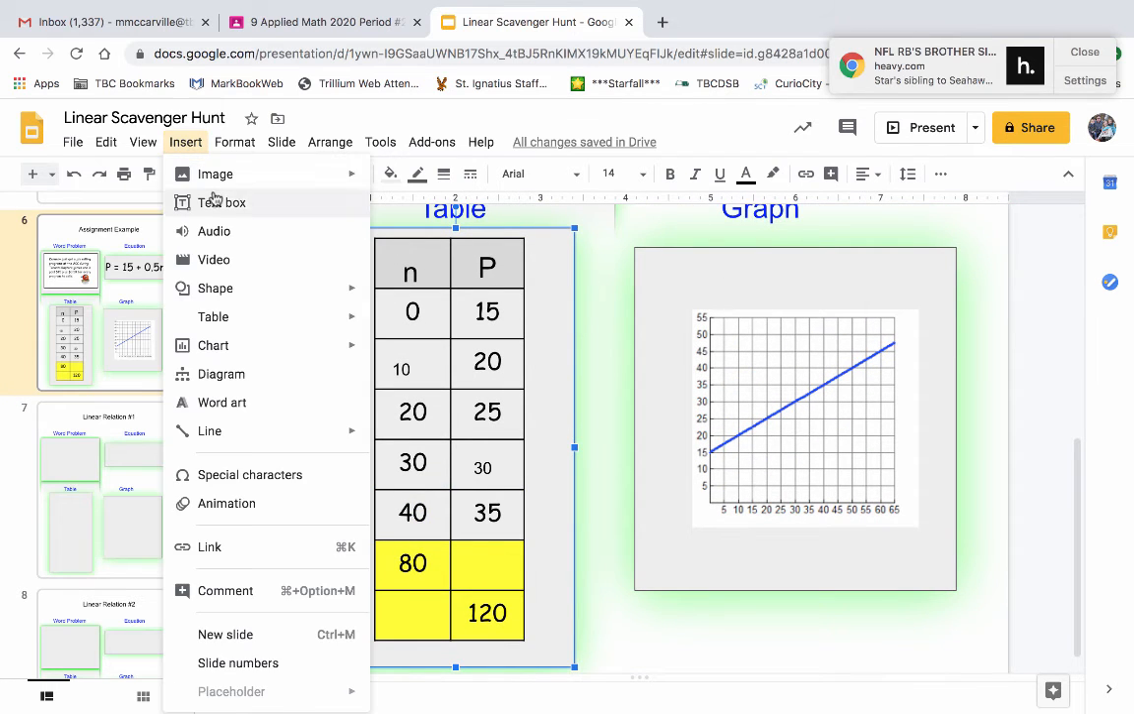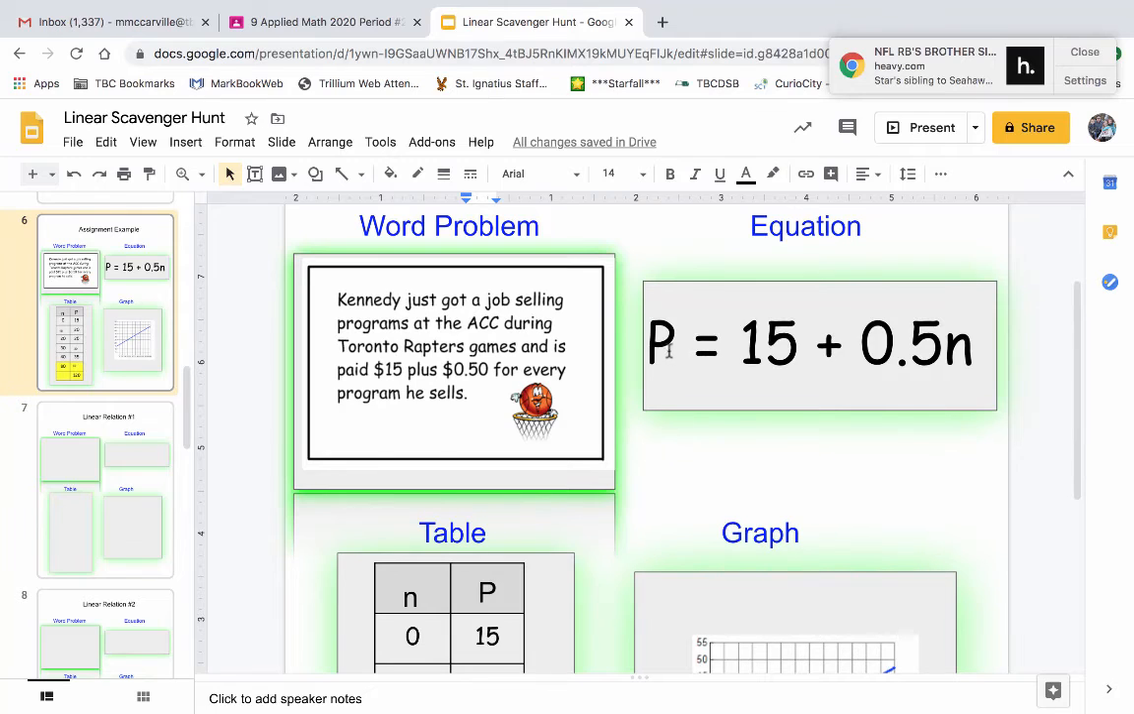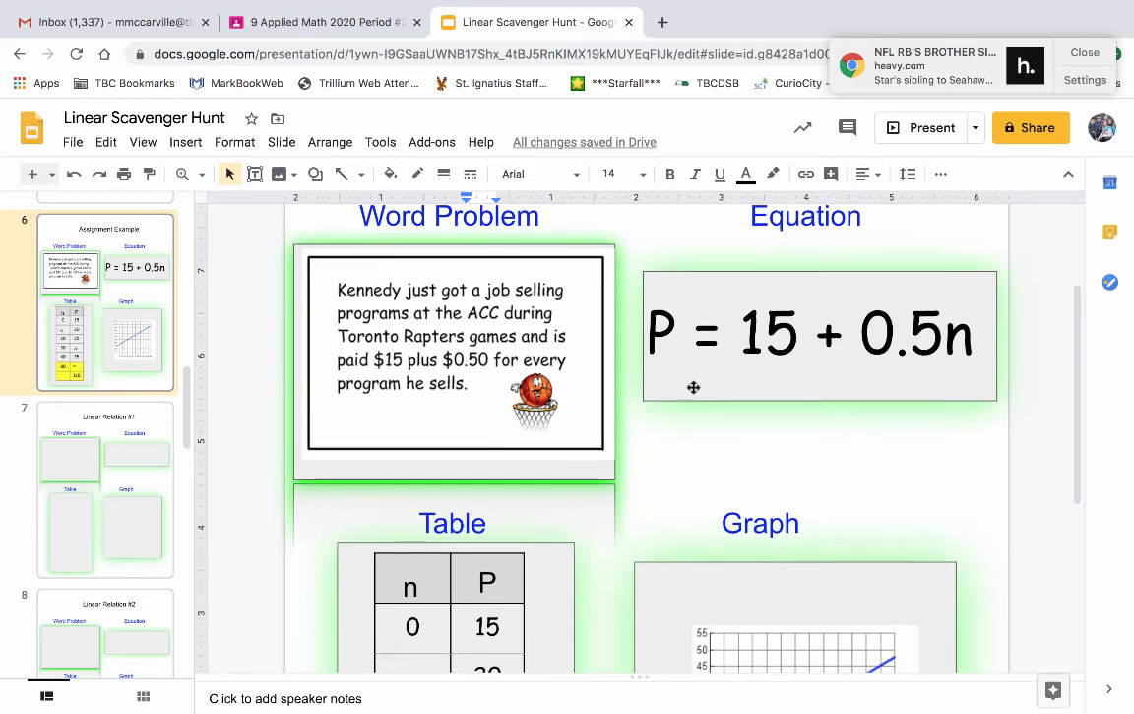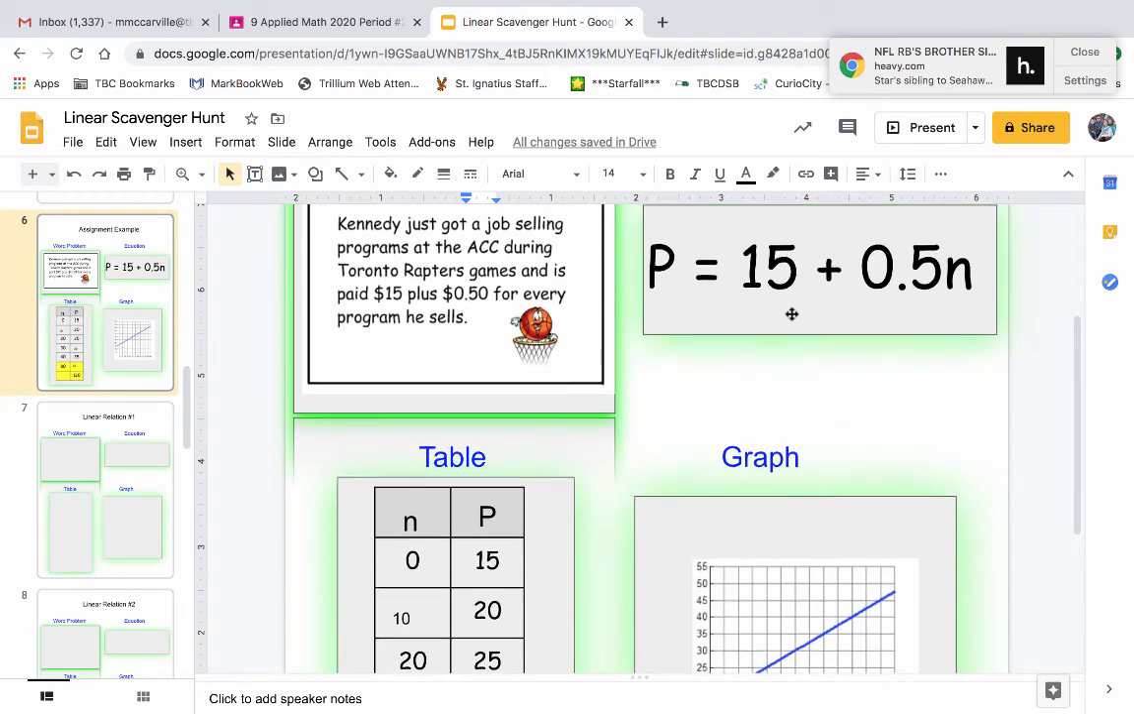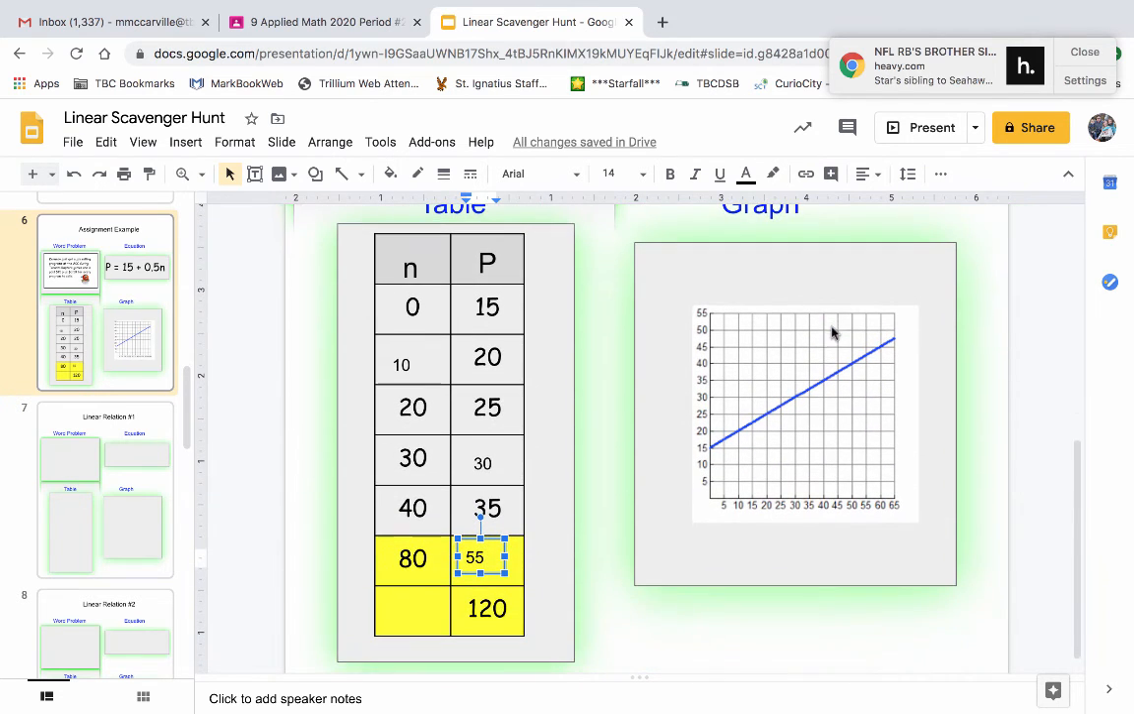So I'm going to insert a text box and put in 55. And lastly, if I was going to get paid $120, then I put 120 in here for P, and I have to figure out what the n is. The best way to do that is to subtract 15 from the 120, which gives me 105. If I now divide that by 0.5, I get 210.